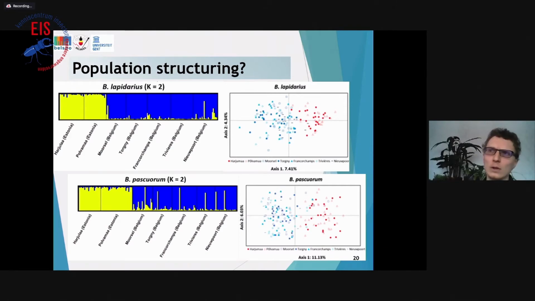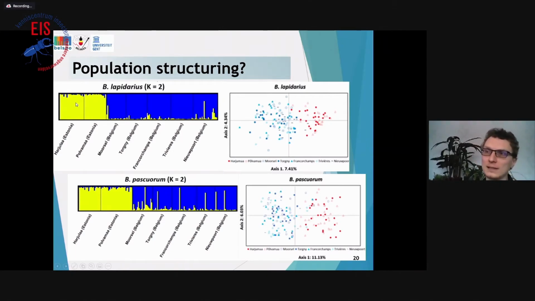But when we were doing this research, we were also thinking, okay, can we measure the population structure within these Belgian and Estonian locations? We did this with 2 programs. The first program is Structure. It's one of the standards for population structuring measurement, and you can see this here at the left side. And we also did principal coordinate analysis, here at the right, for each of the stable species and of the declining species.